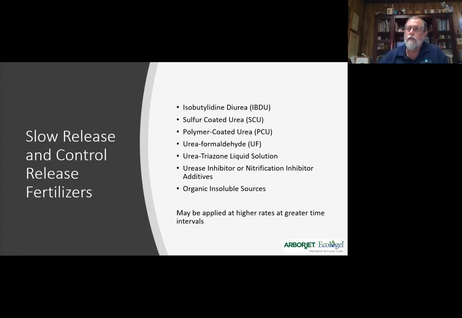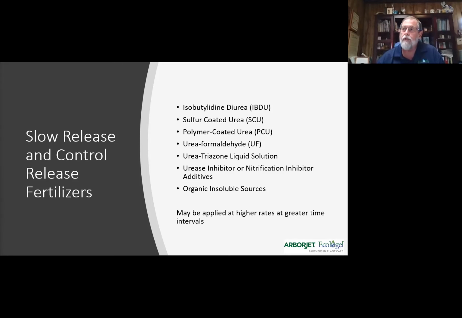Now there's a variety of slow release and controlled release fertilizers. On the granular side, there's this product called IBDU, which was very popular in the 80s and 90s, and we see it more in Asia now than we do in the United States. You've probably all heard of sulfur-coated urea or polymer-coated ureas, which are more controlled release versus slow release. The IBDU needs hydrolysis, or water, to release the nitrogen. The urea formaldehyde is a slow release that requires soil microbial activity to give its release over time.